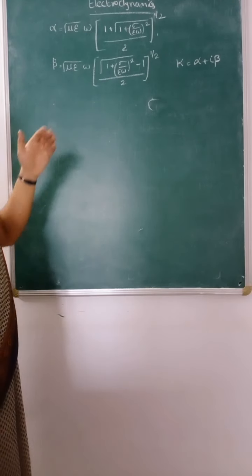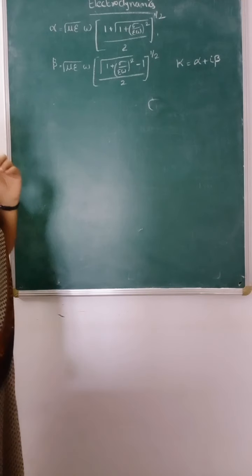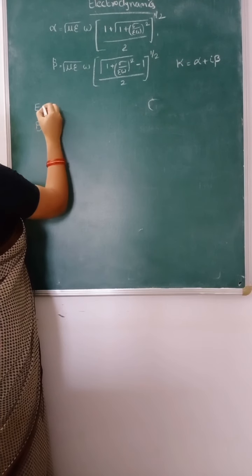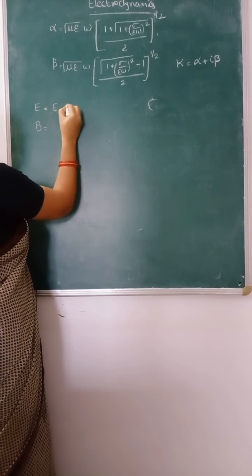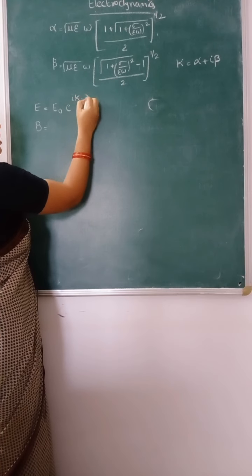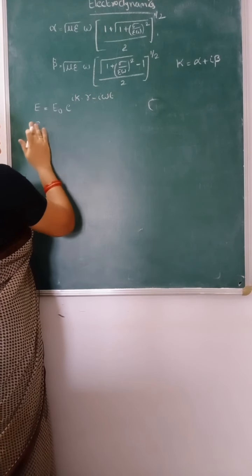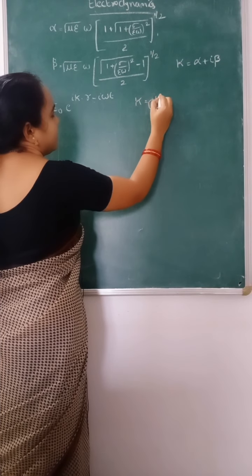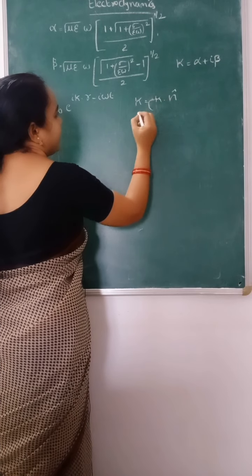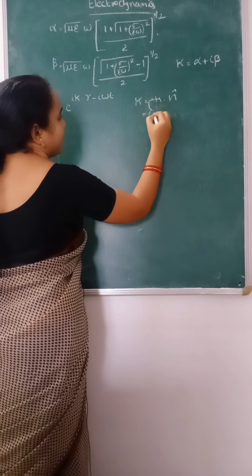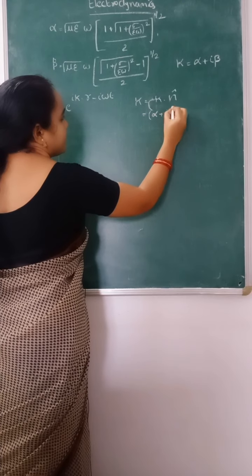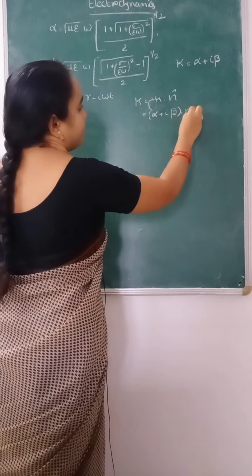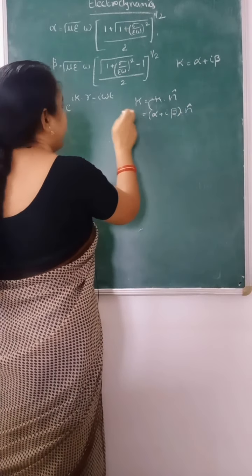Then, in terms of this alpha and beta, if you find the electric and magnetic field vectors, that is E and B, E is written as E naught into e power i k dot r minus i omega t. Here k is nothing but k into n cap. So what is the value of k here? It is not a real quantity, it is a complex quantity, that is alpha plus i beta into n cap. Let us substitute this k value in this equation.